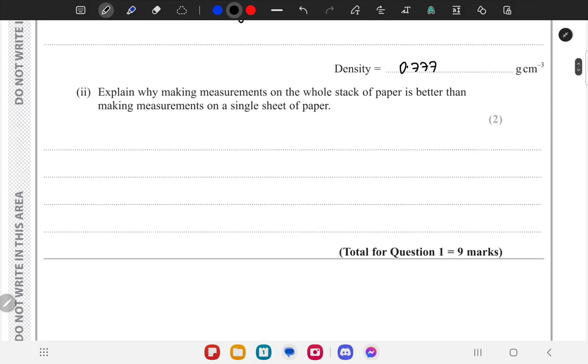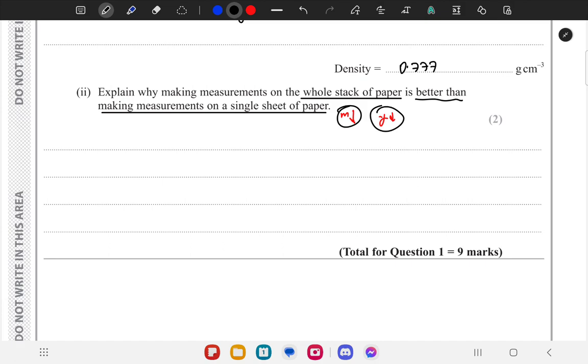Now in part B2, we have to explain why making measurements of the whole stack of paper is better than making measurements of a single sheet of paper. If I measure a single sheet of paper, the mass will be very low and the thickness will be very low. So the mass and thickness, or y in this case, would be very low. The measured value would be low, however, the measurement uncertainty would still be the same.